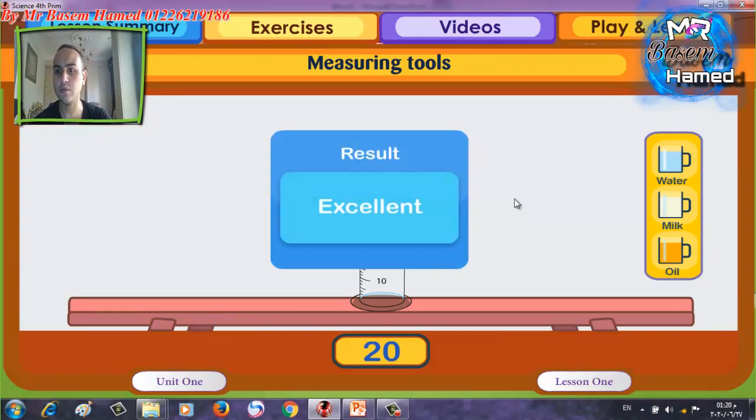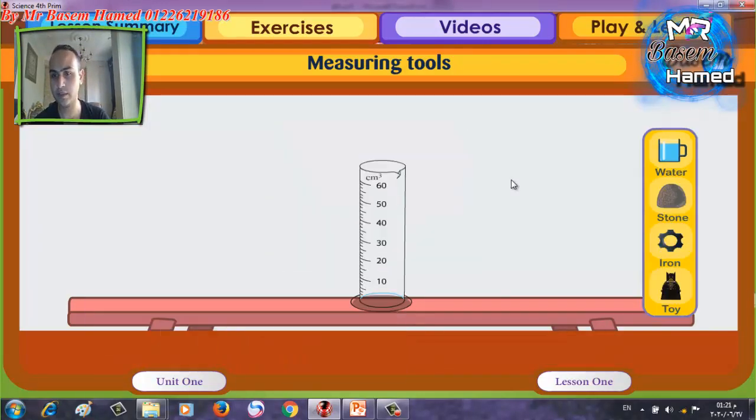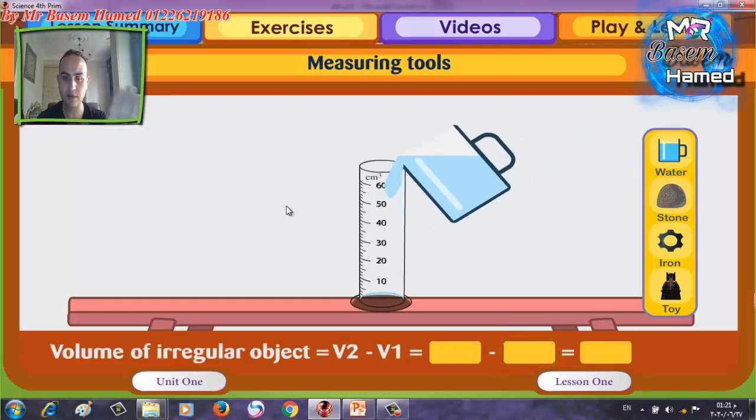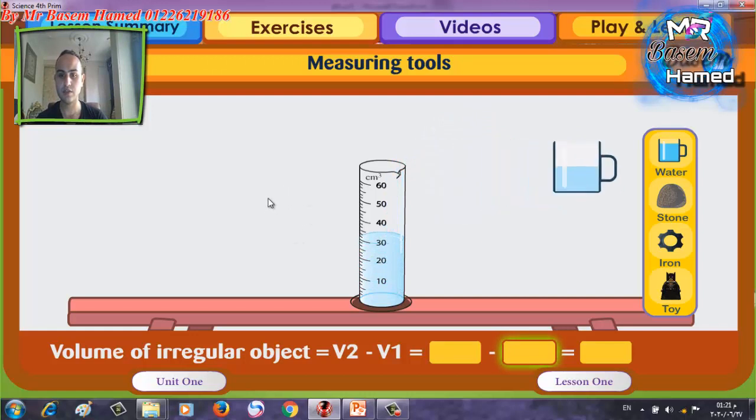After we learned how to use the graduated cylinder for measuring the volume of a liquid like the water, oil and milk, we will use this graduated cylinder to measure the volume of irregular solid bodies. How? Let's pour water first. The volume of the water equals 30 cubic centimeters. So the volume of the irregular object that we will use is V2 minus V1. First, the volume of water is V1, volume number 1, it equals 30.